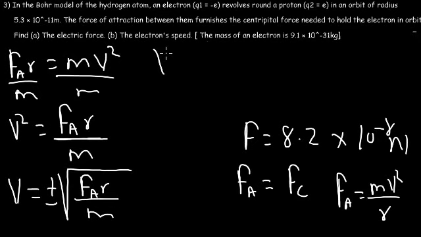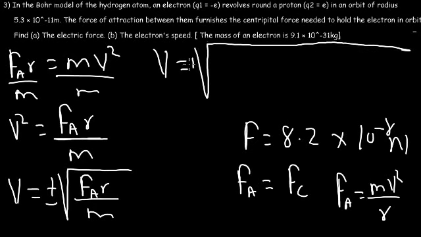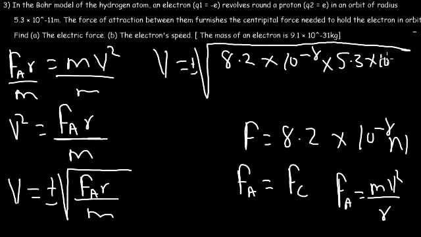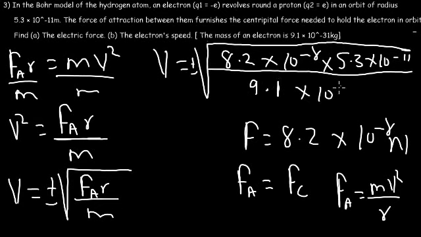So I should have the speed equal to the square root, plus or minus, of 8.2 times 10 to the power of negative 8, then multiply by the distance between the electron and the proton. That's simply 5.3 times 10 to the power of negative 11, then all divided by the mass. And the mass is given to us as 9.1 times 10 to the power of negative 31 kilogram.